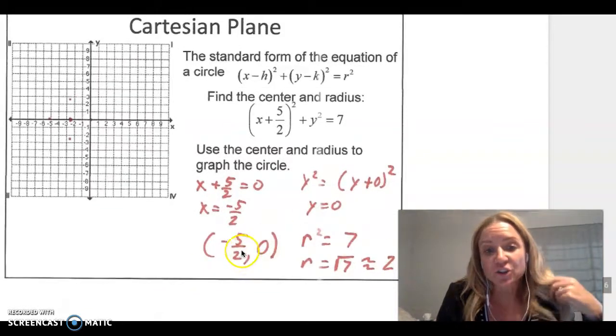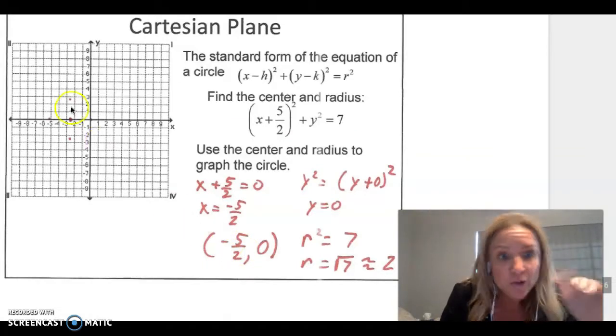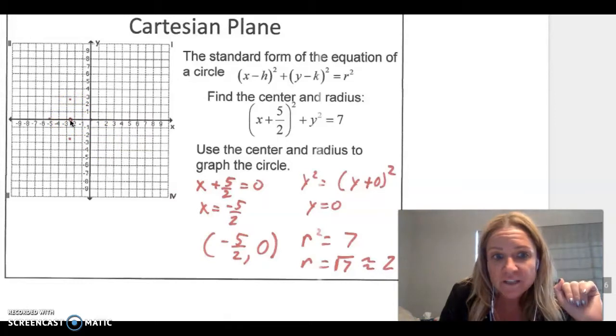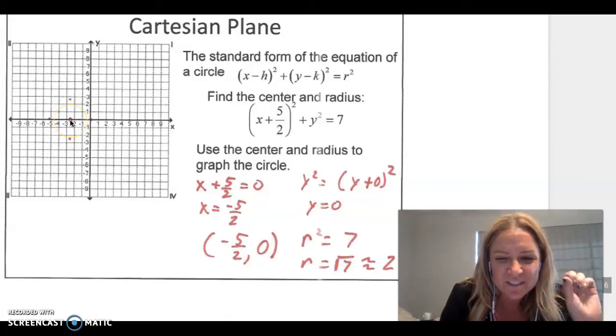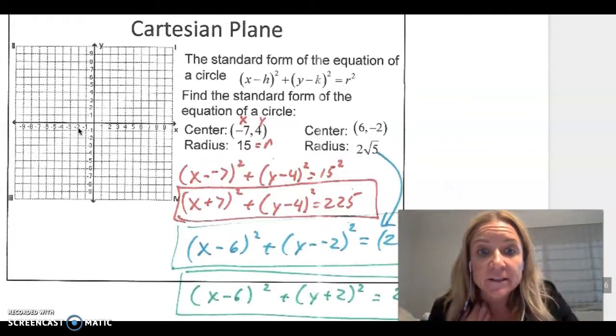So our center is at -5/2, which is -2.5. So you go 2.5 to the left. 0 means you don't go any up and down right here, and put a point for your center. Then remember the radius was 2.6, so just a little less than 3 each direction, up, left, down, and right. And then draw a circle through all 4 of those points. Okay? All right, what do we got here?